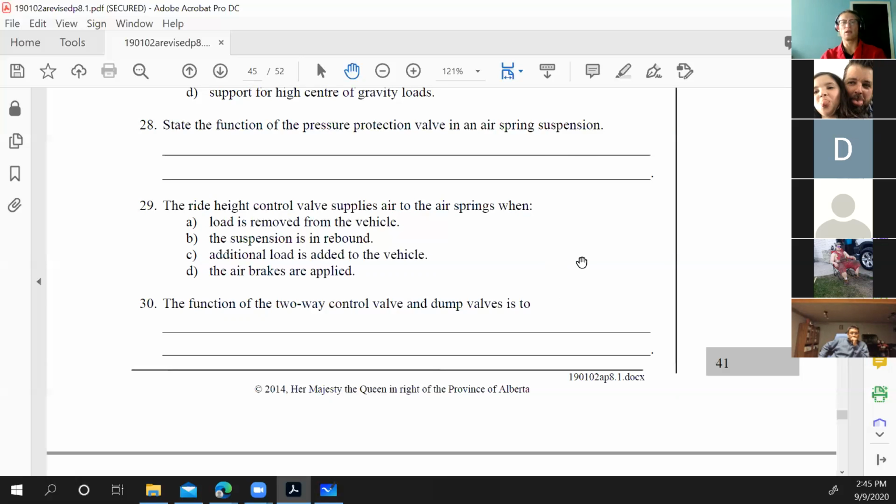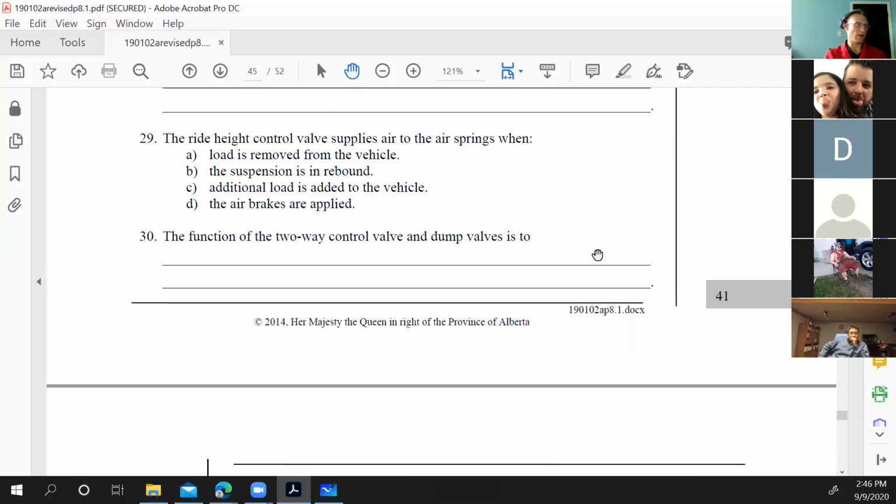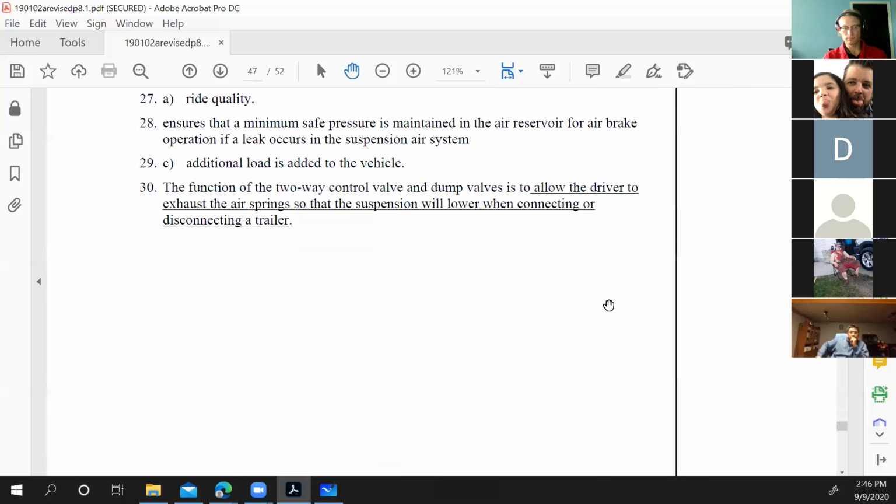And why do we have a two-way control valve and dump valve? So why do we have that dump in the dash? To drop our trailer suspension lower, disconnecting or connecting from a trailer. So that is why they have that there.